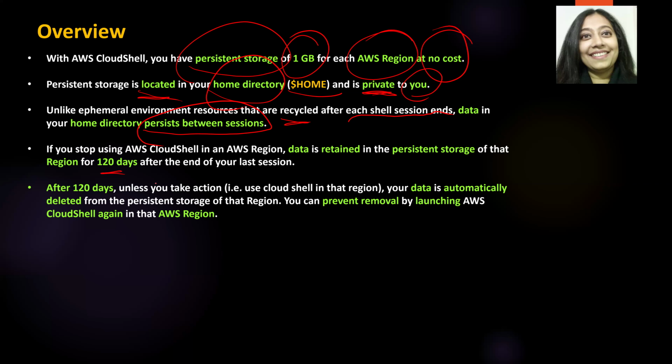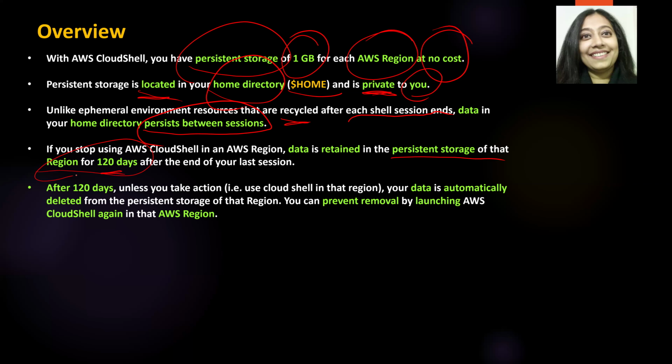If you stop using AWS Cloud Shell in a specific region, the data is retained in the persistent storage for 120 days after your last session. That is the moment your last session ended. Post that, it will be stored for 120 days for that particular region. After 120 days, if you do not take any action, that is, you do not use Cloud Shell in that particular region, then your data will be deleted automatically from persistent storage for that particular region.